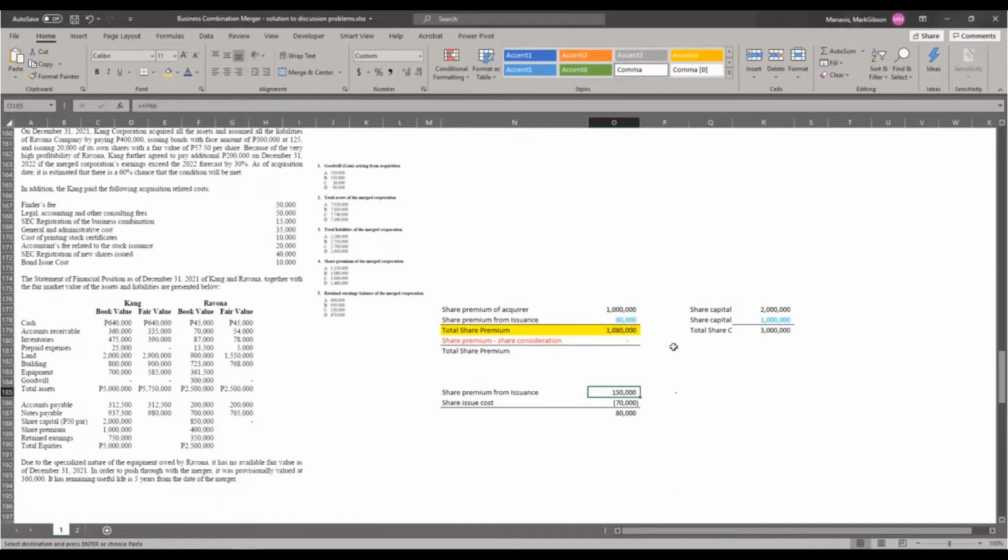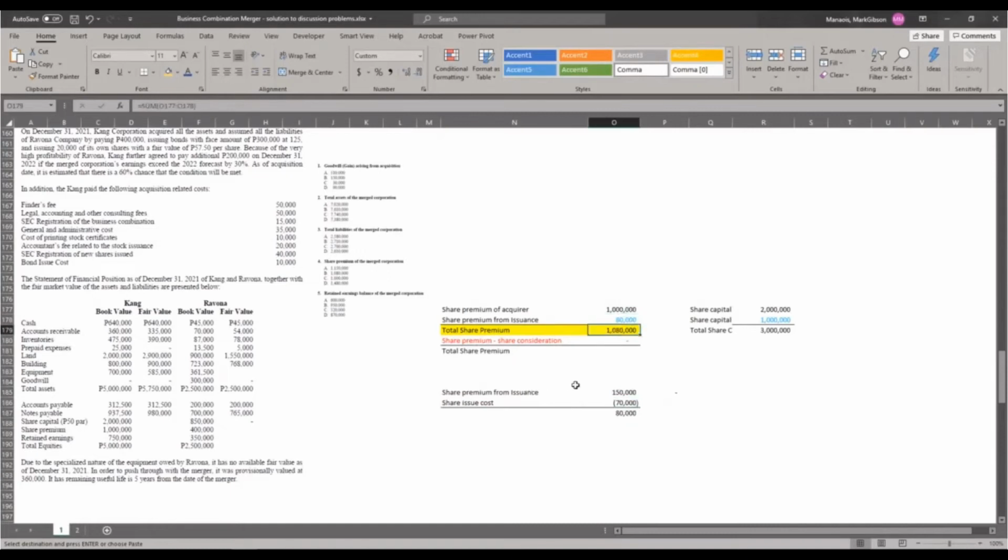So that's 7.5, no? But then, we have to reduce it for the share issue cost, no? 70,000, ayan yung tatlo, 10, 20, and 40. So we still have remaining 80,000 share premium from issuance. So the answer is 1,080,000 pesos.